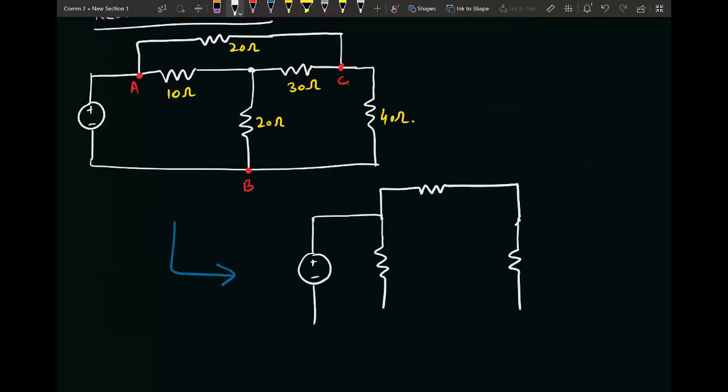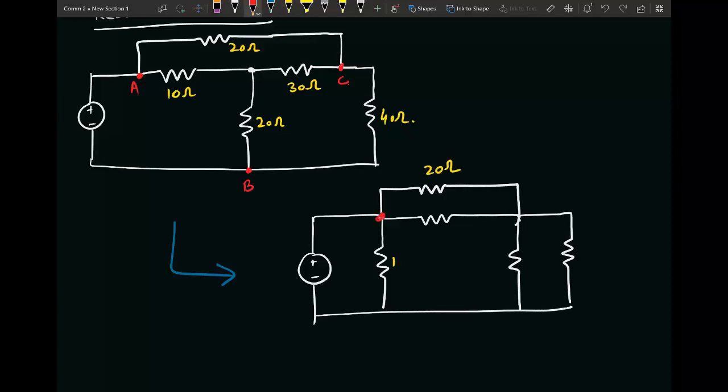Now let's redraw the circuit by replacing the star resistances with delta resistances, and then we will try to compute the equivalent resistance and see whether we are now able to solve the circuit. Here you go, now we have replaced the resistances in the circuit.